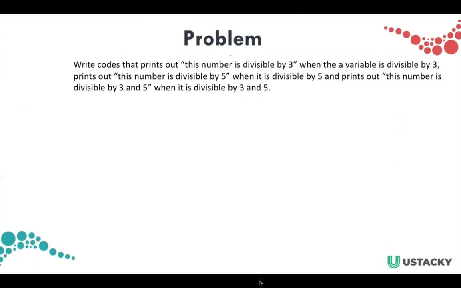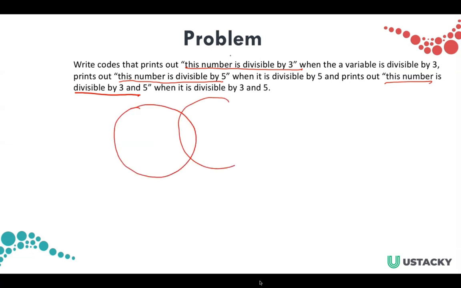Let's look at an example. In this problem, we are to print 3 if a variable is divisible by 3, and print 5 if it is divisible by 5, and print it is divisible by 3 and 5 when it is divisible by the two numbers, that is 3 and 5. So our diagram can be represented like this. There is a point of intersection, that is the point wherein the number is divisible by both 3 and 5. In our if-else clause, this has to come first, followed by either this or this to have a correct solution.